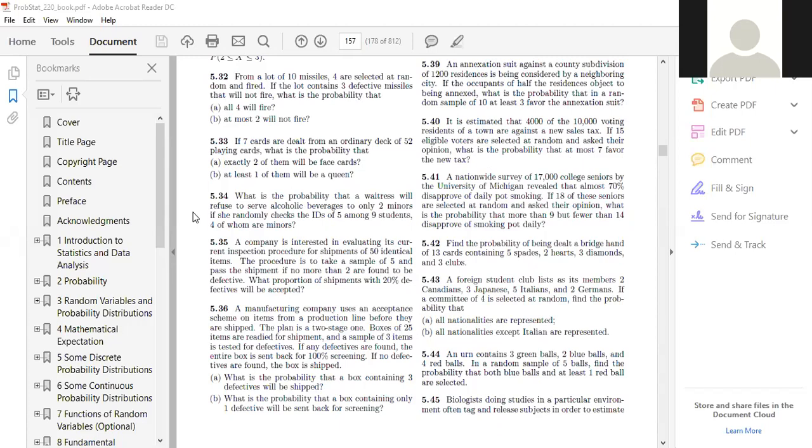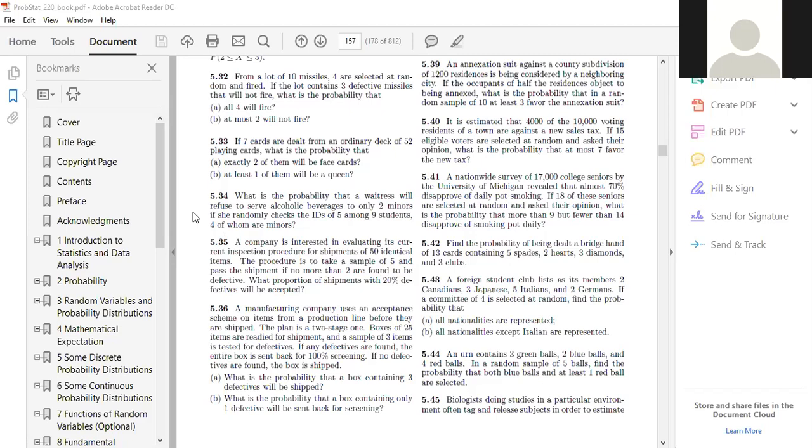First, 5.35. A company is interested in evaluating its current inspection procedure for shipment of 50 identical items. The procedure is to take a sample of 5 and pass the shipment if no more than 2 are found to be defective. That means 1 defective is okay, 0 defective, fine. What proportion of shipments with 20% defectives will be accepted?